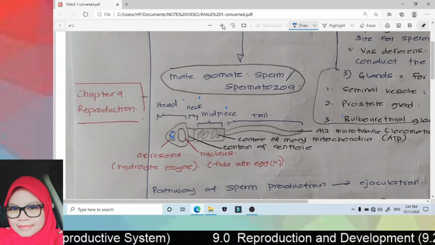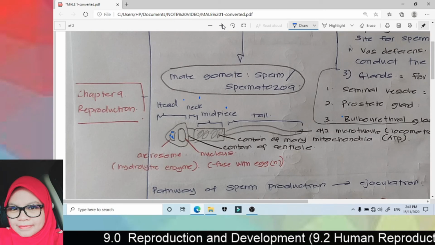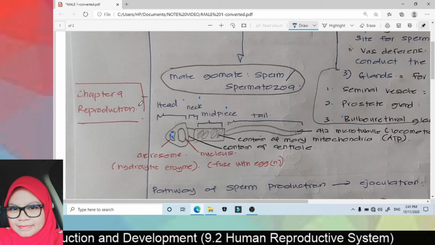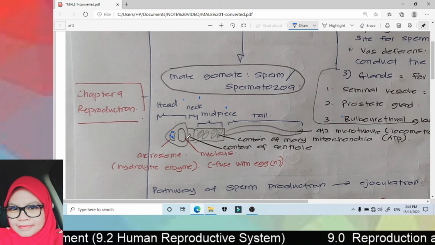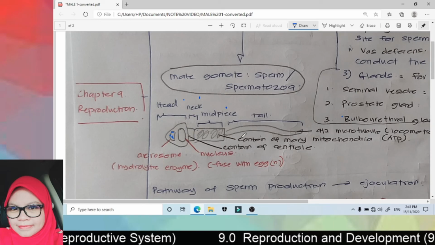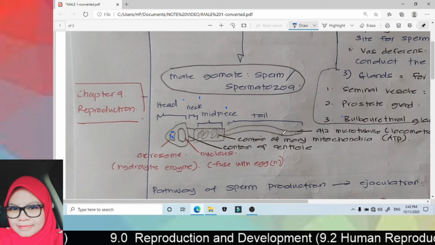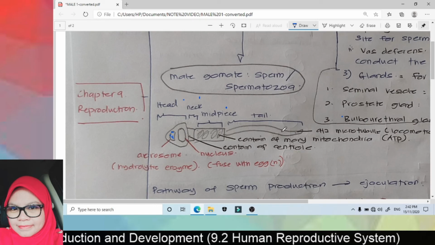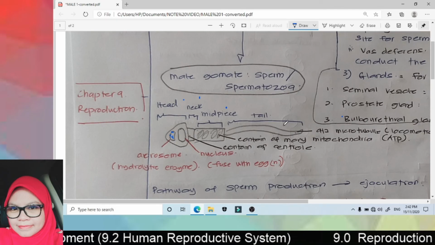And then the tail is an important structure for locomotion. This tail is made up of 9+2 microtubule arrangement. Okay, so hopefully you can remember the sperm or spermatozoa structure: it has a head containing the acrosome and nucleus, the neck actually made up from the centriole, the midpiece containing many mitochondria to supply ATP, and then the tail, made up of 9+2 microtubule arrangement, which is specialized for locomotion. Okay, settle. So now, kita dah settle dua perkara: male reproductive system, and also the structure of the male gamete.